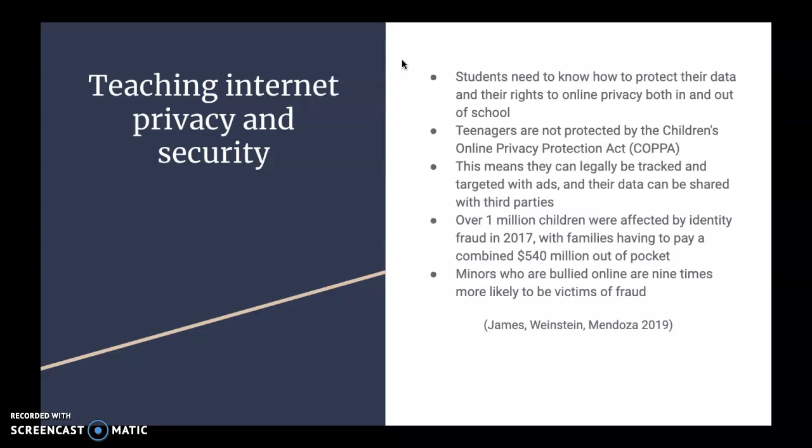Over 1 million children were affected by identity fraud in 2017, with families having to pay a combined $540 million out of pocket. Minors who are bullied online, interestingly enough, are 9 times more likely to be victims of fraud.